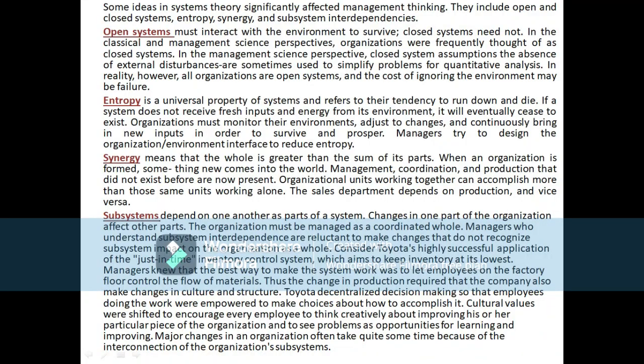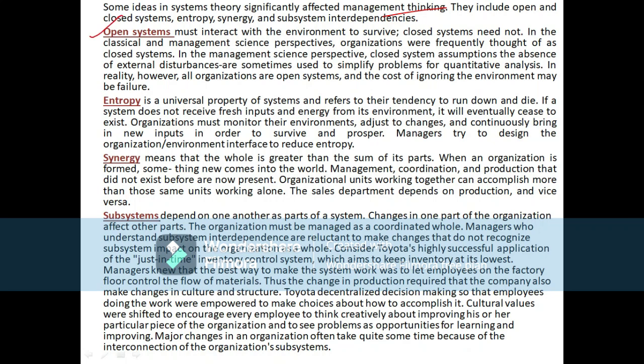So, some ideas in systems theory significantly affect management thinking. They include open and closed systems, entropy, synergy and subsystems. So what are included in systems theory? What is the concept? Here, about this systems theory, it includes the open system.